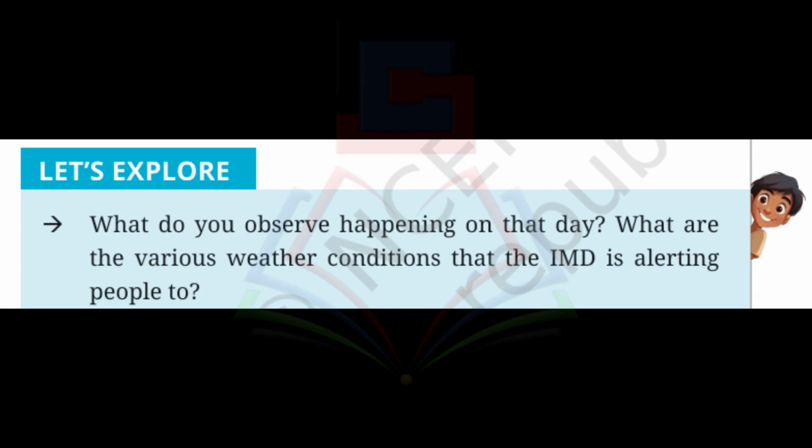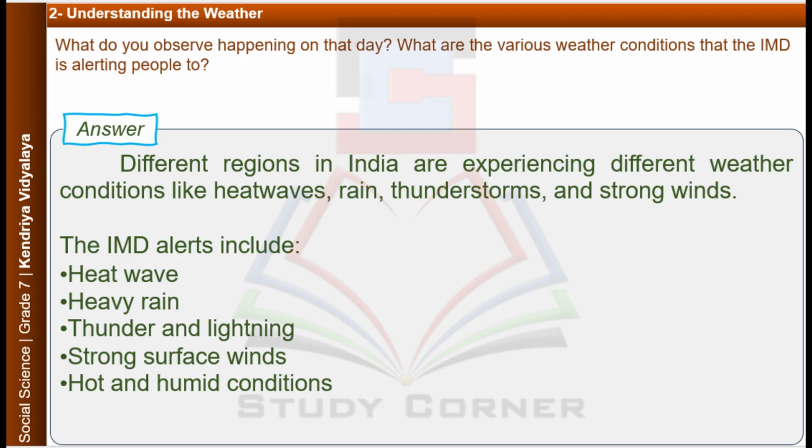Page number 41. Let's explore. What do you observe happening on that day? What are the various weather conditions that the IMD is alerting people to? Answer: different regions in India are experiencing different weather conditions like heat waves, rain, thunderstorms, and strong winds. The IMD alerts include heat wave, heavy rain, thunder and lightning, strong surface winds, hot and humid conditions.